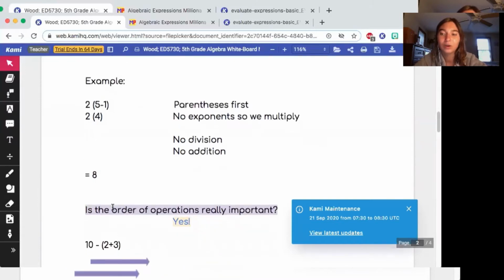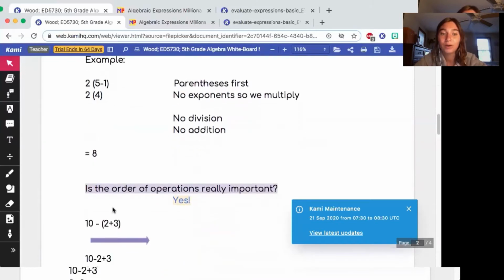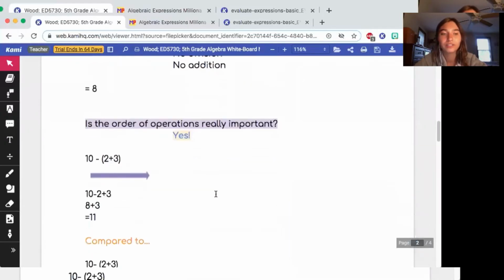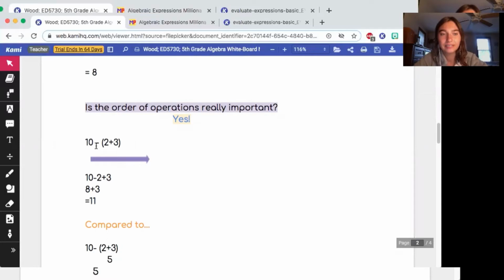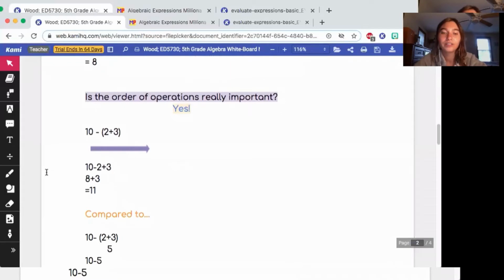So, is the order of operations really important? Yes. Let's see what happens when we don't follow the order of operations. So here we can see 10 minus 2 plus 3. Now let's forget about the parentheses and all of that, and let's just move from left to right doing the problem. So we're going to do 10 minus 2 plus 3. Well, we know that 10 minus 2 is 8, and 8 plus 3 is 11.